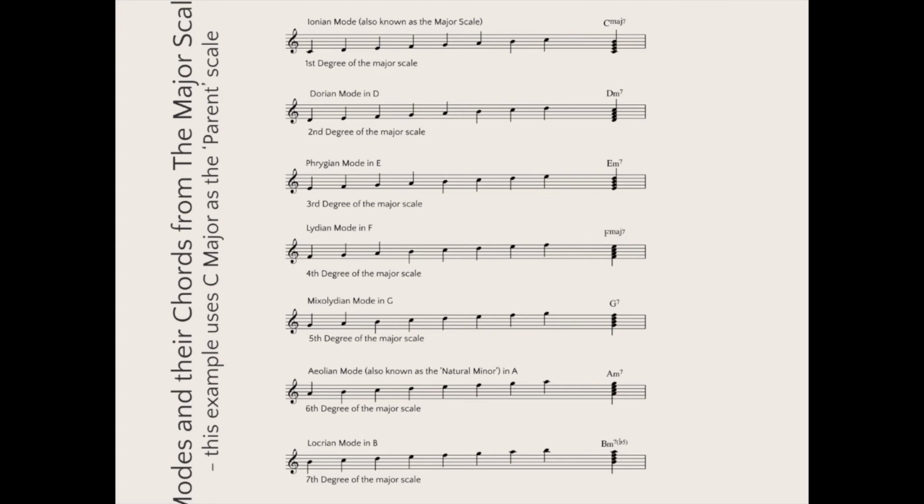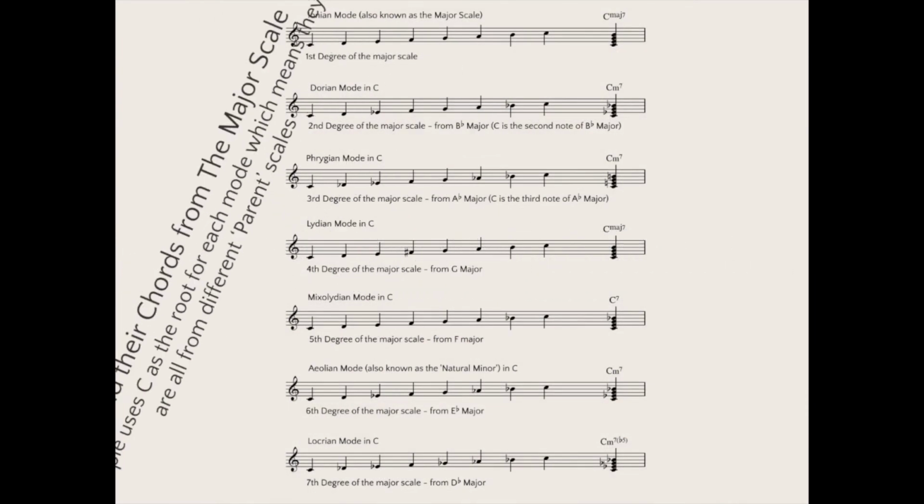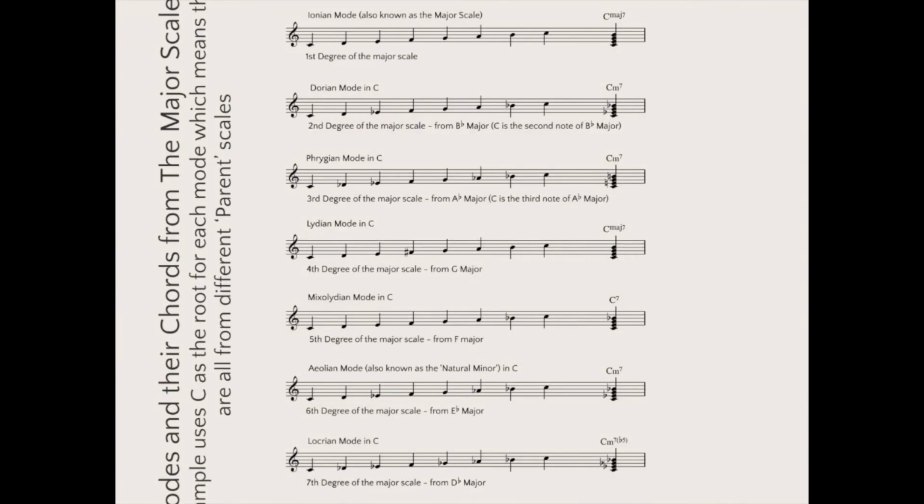So using this, we can then see how all the modes would sound if they started on C. Remember that these all come from different parent scales, because each of them are the second or third or fourth degree of something. So we know that the Ionian mode is the first degree of the major scale. So that means that C Ionian mode comes from C major. And it therefore has C major 7 as its chord.